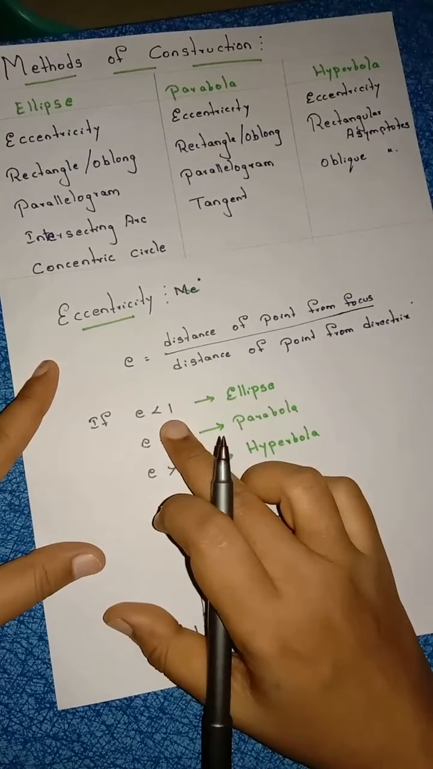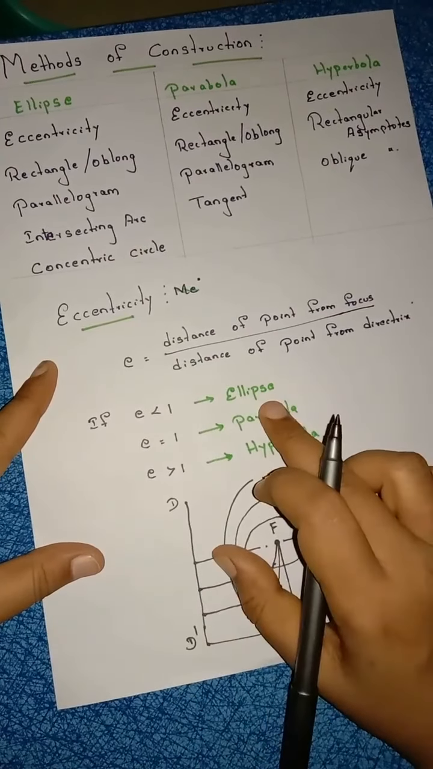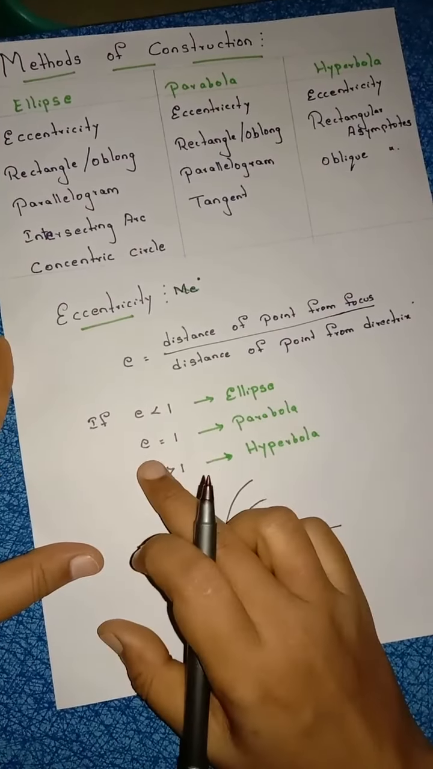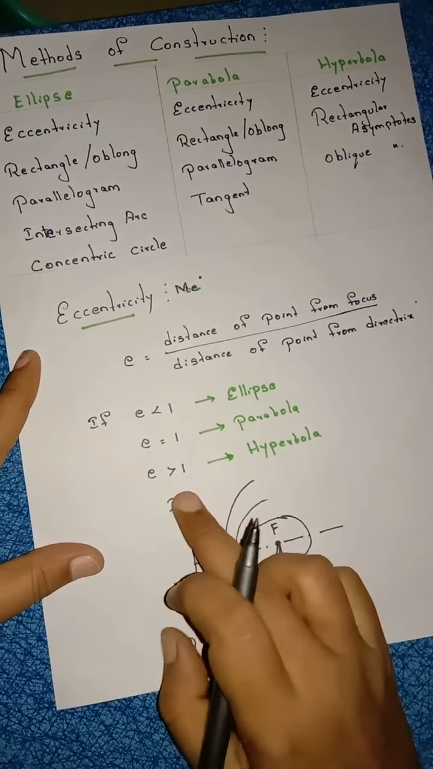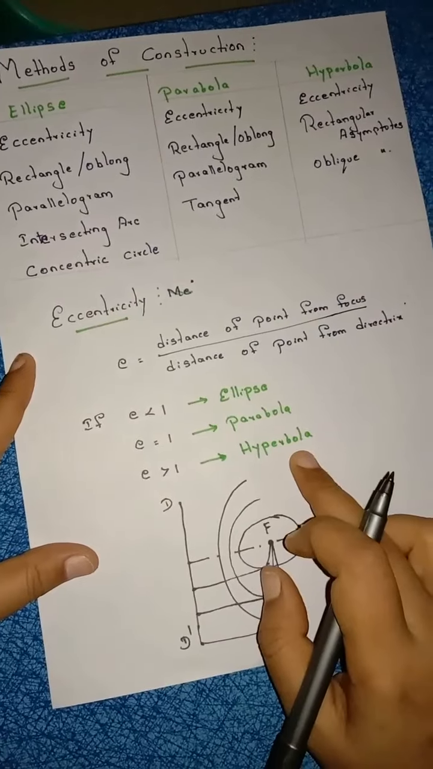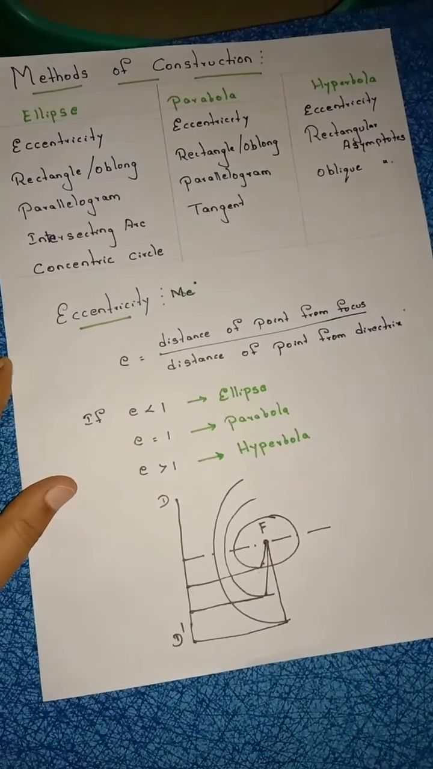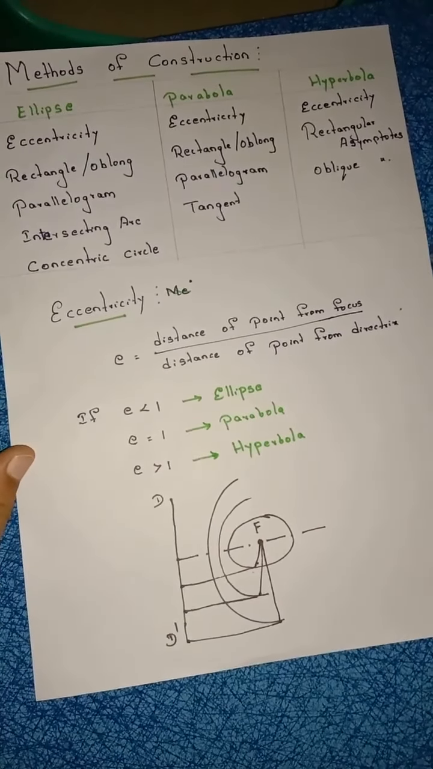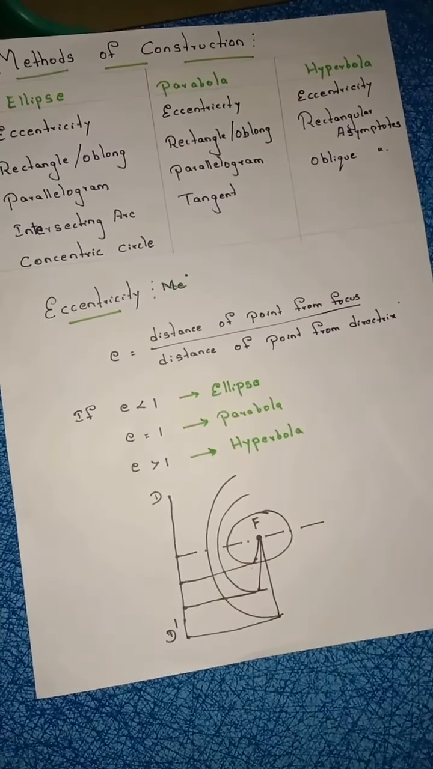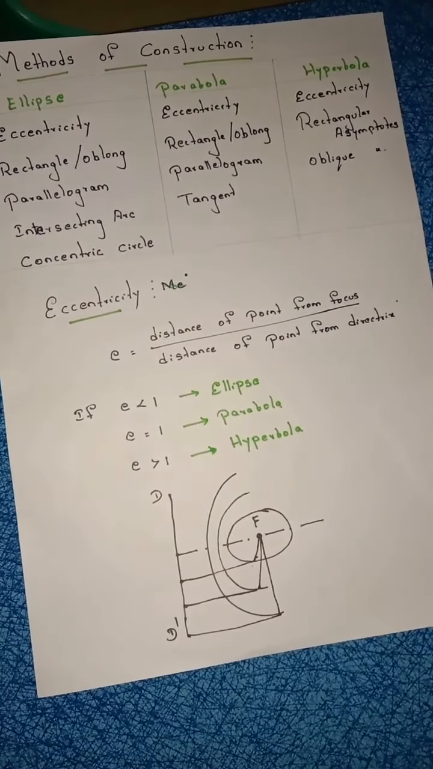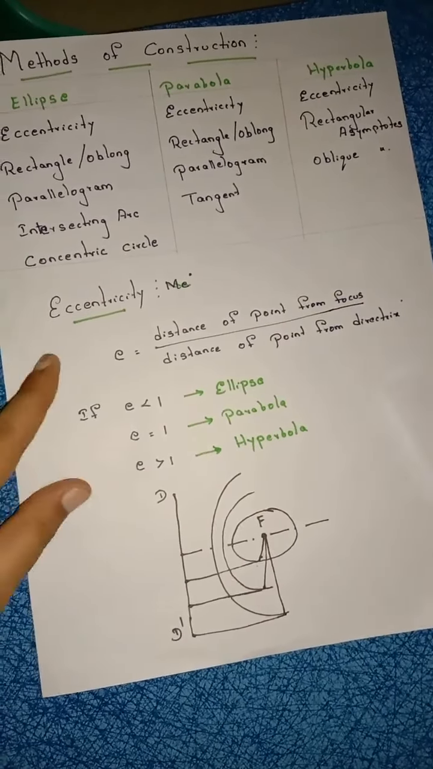If eccentricity is less than 1, we are going to draw an ellipse. If eccentricity is equal to 1, we are going to draw a parabola. If eccentricity is greater than 1, we are going to draw a hyperbola. So it depends on eccentricity only, to know what curve we have to draw.